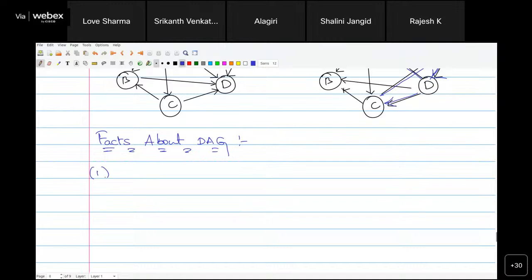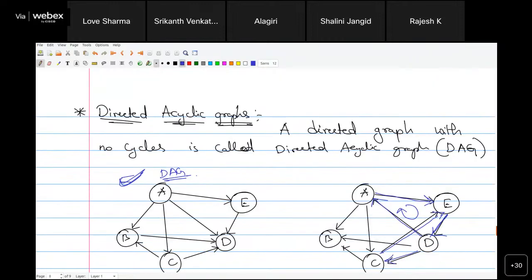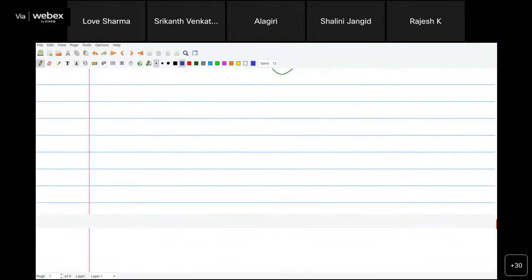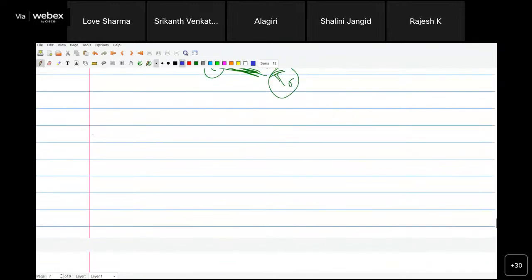So first fact is, every DAG has a vertex with in-degree 0. Okay. So I skipped the degree part, right? So let me discuss degree also in short before this itself. Let me discuss the degree thing first, and then we will go to that.